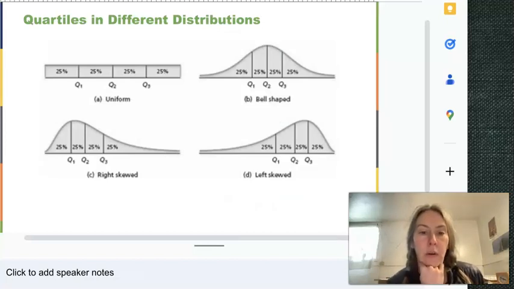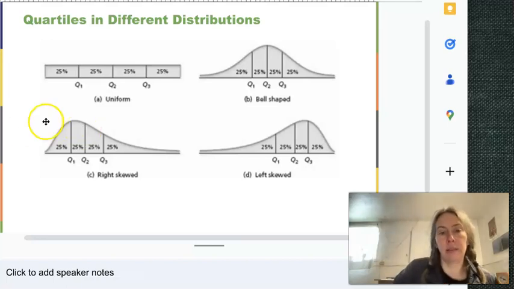This is another cool graph I found somewhere. A uniform distribution just means that there's 25% of the people in each quartile, and they're evenly spread out. This is not evenly spread out. You have more people in the middle. 25% and 25% are kind of close together, and then this 25% is more spread out, and that 25% is more spread out.